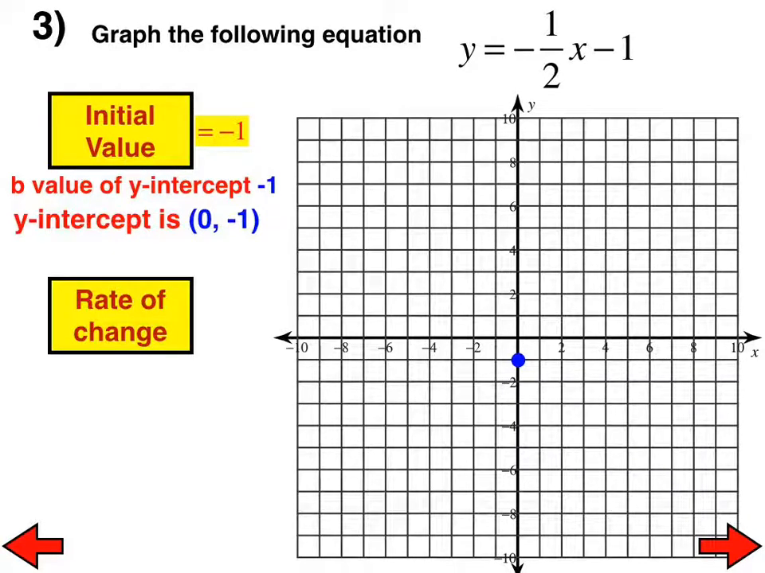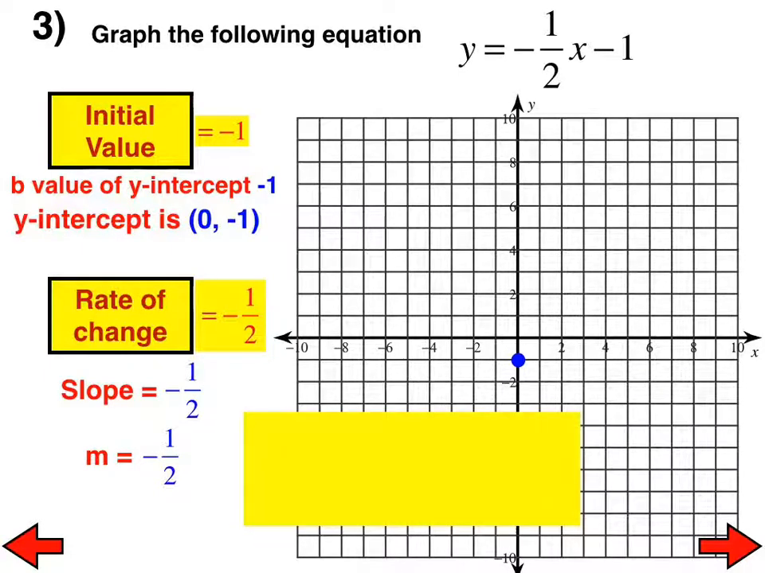Now, we know that the rate of change is negative 1/2, which means the slope is negative 1/2, and m is also negative 1/2. Okay? Now, before we go from there, we need to remember from 7th grade that negative 1/2, and you don't have to write this part down, but just look up here, is also the same thing as negative 1 over positive 2, or that's also the same thing as positive 1 over negative 2.